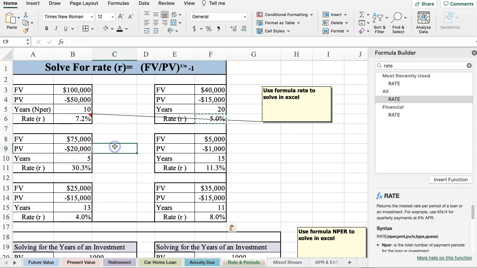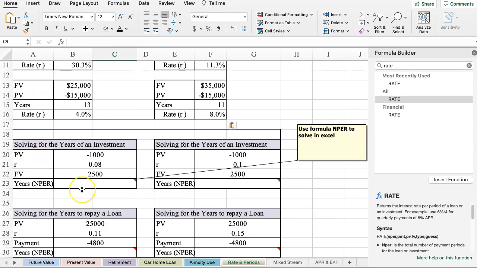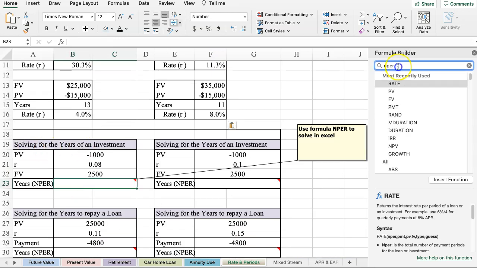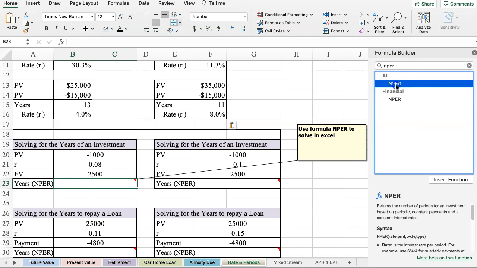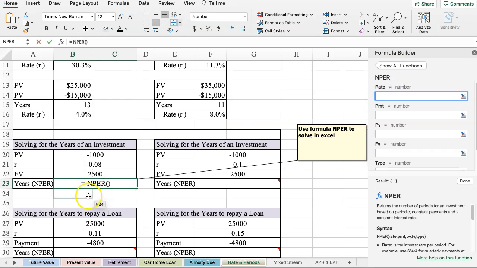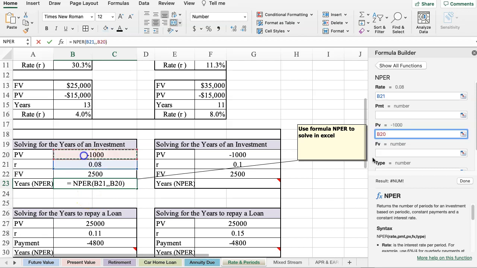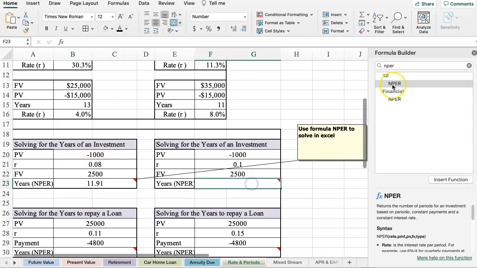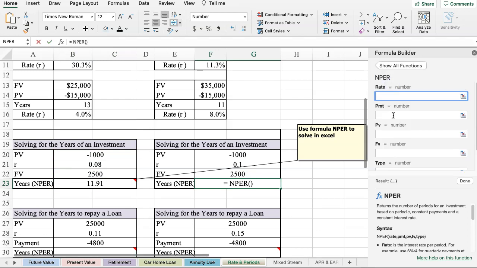Now, if we calculate, solve for the number of years, a new formula, N per. So if we're calculating N per, we use rate, have the present value, and we have the future value. Hit done. Calculates. So pretty simple formula. Calculate for years. We have our rate, present value, and future value.